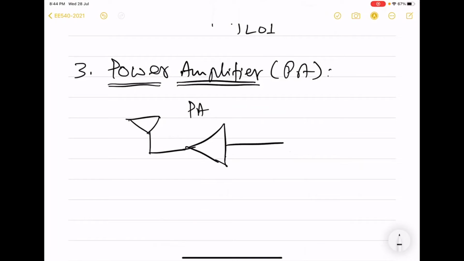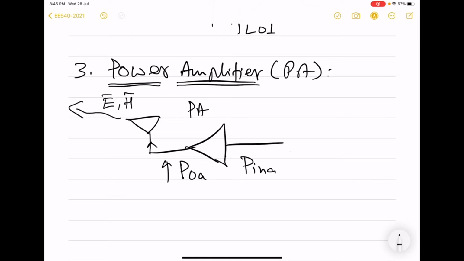This power amplifier takes input power and produces an output power, and this output power is finally fed to the antenna. So if more power is fed to the antenna, then this is going to produce electromagnetic wave which will be stronger, and the receiver, even if it is a larger distance from this transmitter antenna, it will be able to receive the signal quite well.